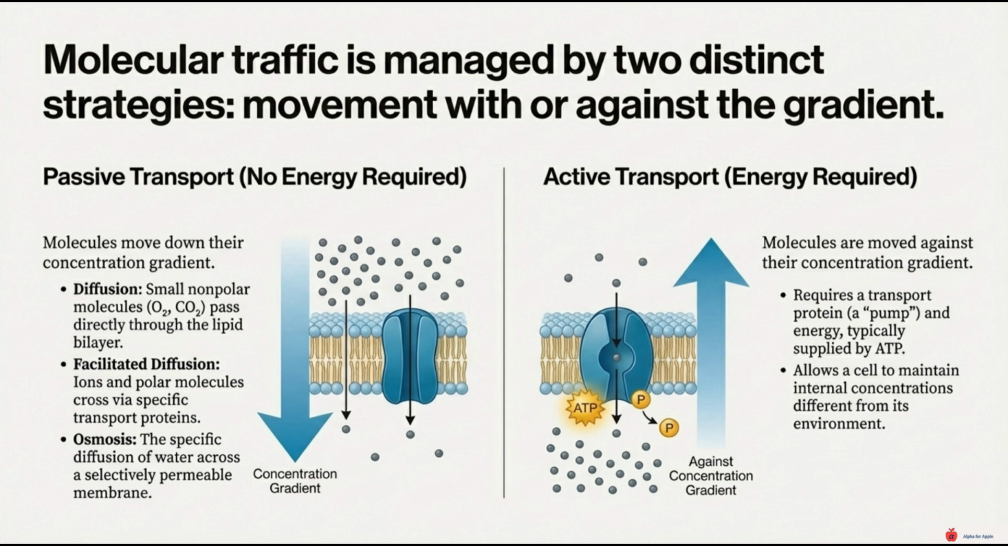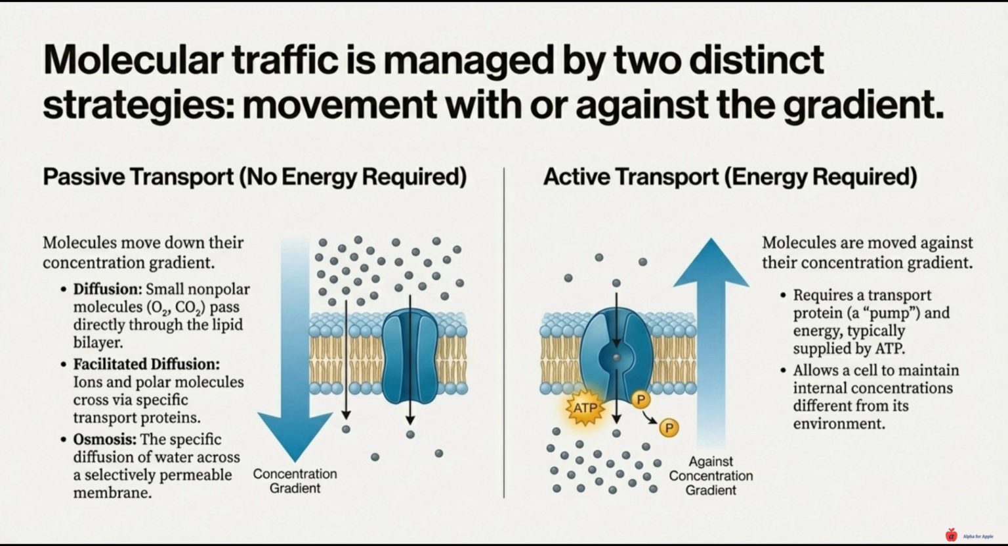Right. It all really boils down to a simple question. Are molecules moving with the natural flow, or does the cell need to fight against it? Moving with the flow, that's passive transport. Yes, and it requires zero energy from the cell. Molecules are simply moving down their concentration gradient. From where there's a lot of them to where there are fewer. Exactly. The simplest form is diffusion. This is how you get oxygen into your cells and carbon dioxide out.